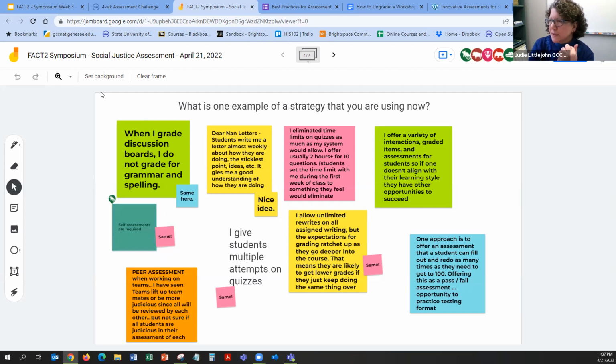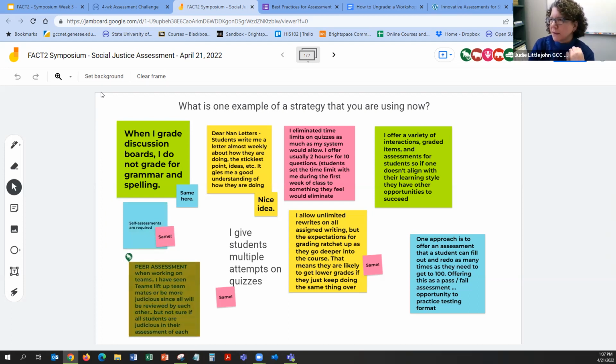Another person offers self-assessments that are required. Multiple attempts on quizzes. The Dear Nan letters, students write me a letter almost weekly about how they are doing, the stickiest point, ideas, etc. It gives me a good understanding of how they are doing, and that is good. And people have eliminated time limits on quizzes and allow unlimited rewrites on all assigned writing, as long as they improve and go deeper.